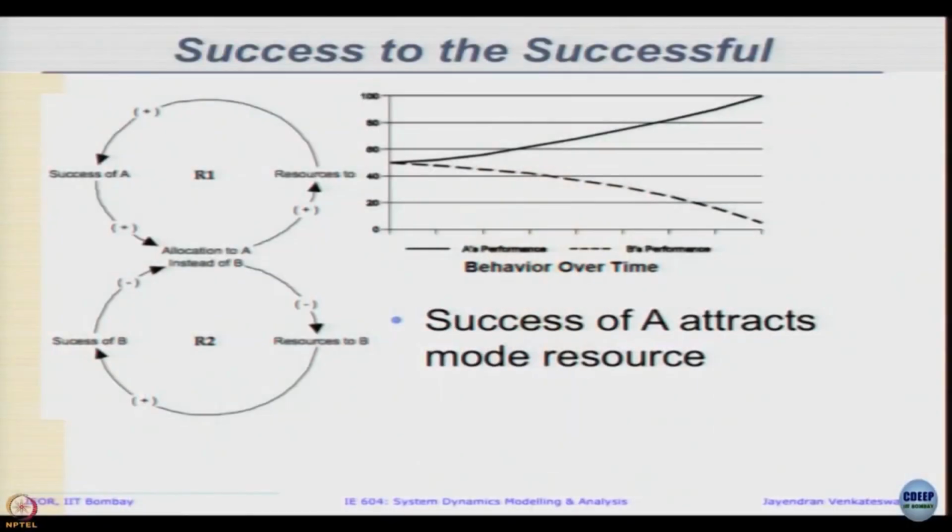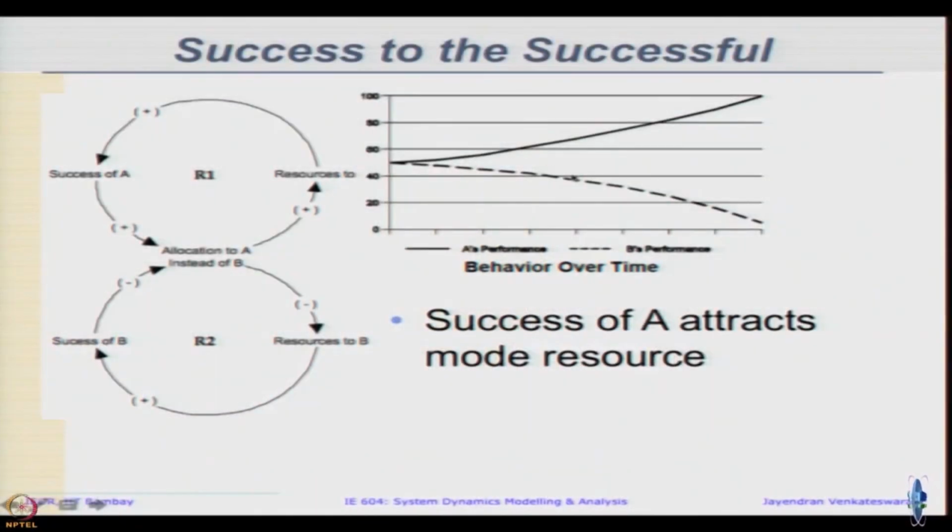Success to the successful, another interesting archetype. This again many of us might have perceived or at least heard of. Suppose some resources are given to, say, two parties A and B, maybe initially equal resources. Suppose A produces some reasonable success, then in future people may be more willing to give more resources to A than B. Now since A has more resources, he can produce much better.